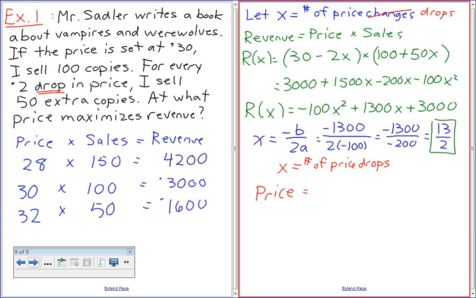No, this is going to be your revenue. That's way too much. So I meant to say incorrect. We'll work to find the solution. The price is just going to be that part there. You're right. So it's like price times sales. So this right here is just going to be price. So my price is just going to be 30 minus 2x. In this case, it's going to be 30 minus 2 times 13 over 2, which equals $17.